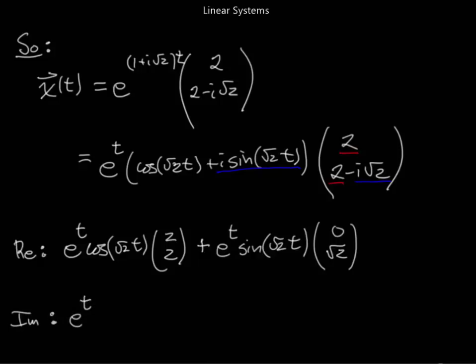Now what's the imaginary part? Well, I get e to the t. If I take the cosine and multiply it by this minus i radical 2, that gives me something purely imaginary. So I put in 0, minus radical 2. And the sine term already has an i, so from there I'm going to get e to the t.